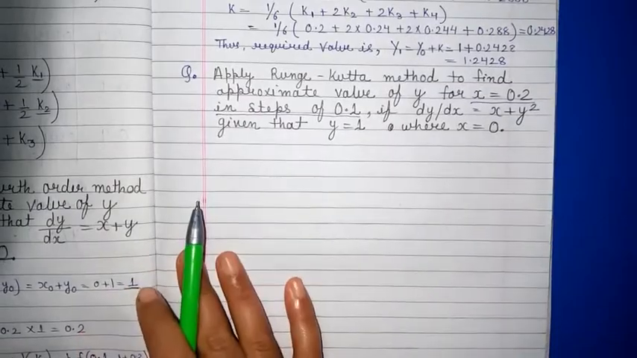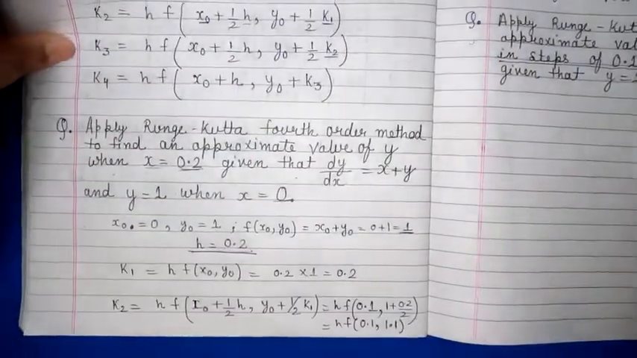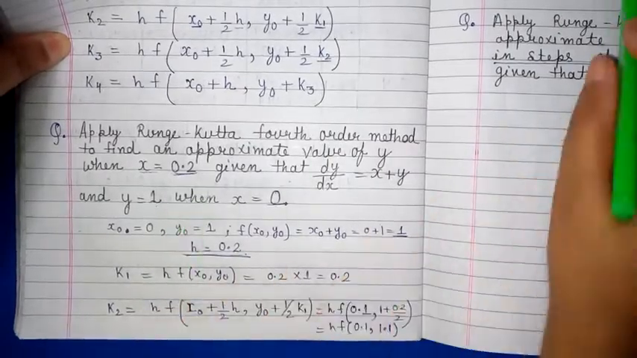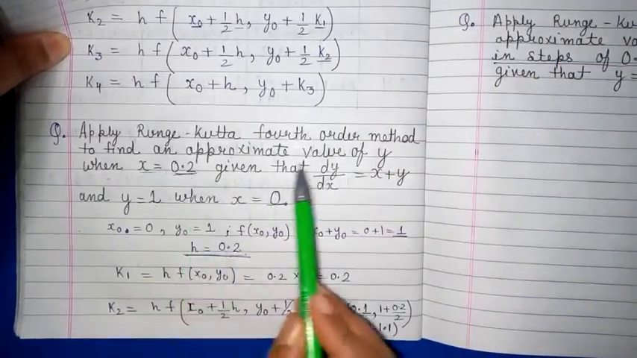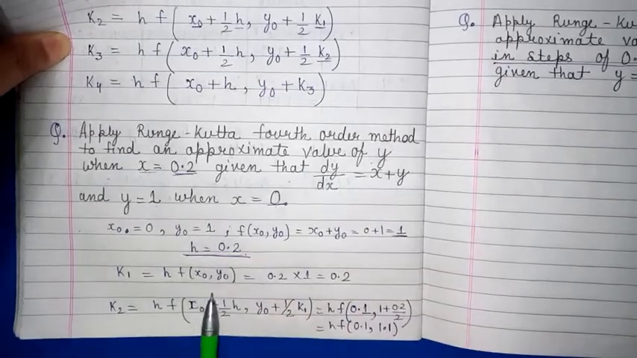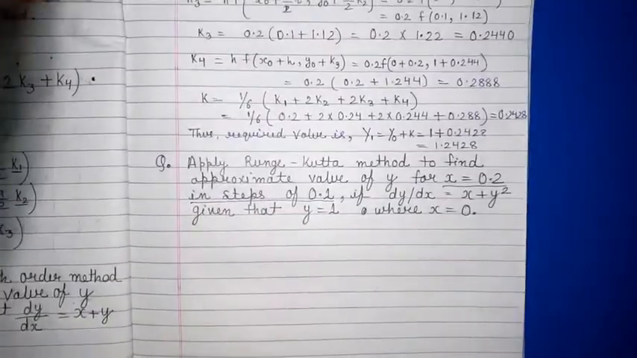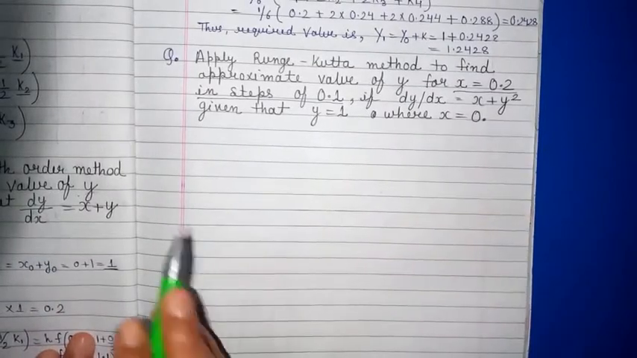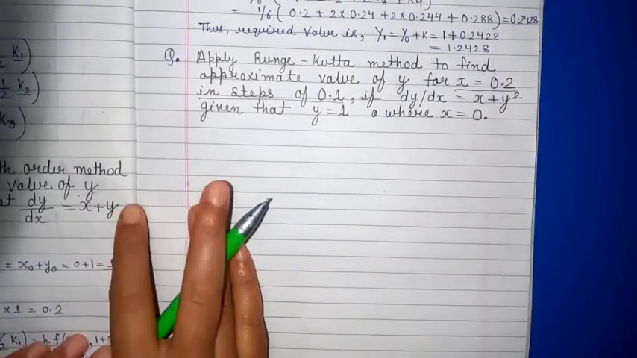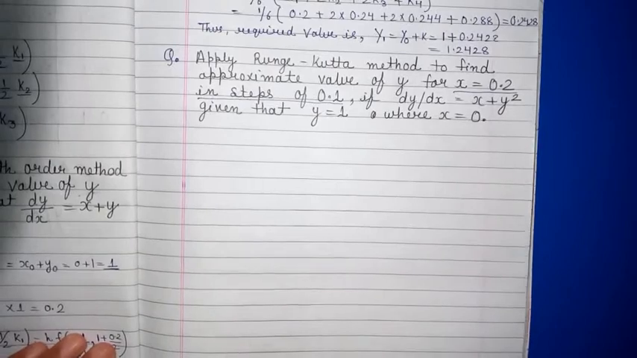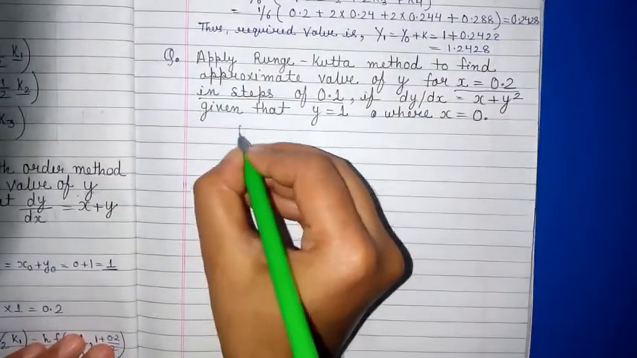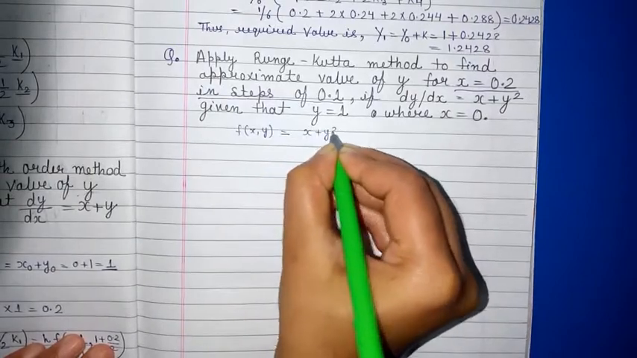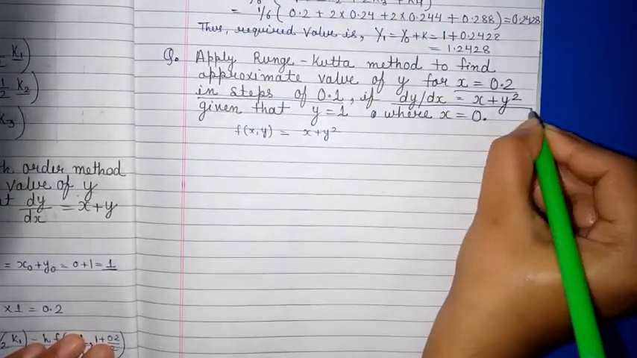Means in the previous question I directly found the value at x equal to 0.2, that is, what the value of y will be, I directly solved. But in this question we don't have to do it directly, we have to do it in steps. So how will we solve this question? Here in this question f(x, y) is given as x plus y square.